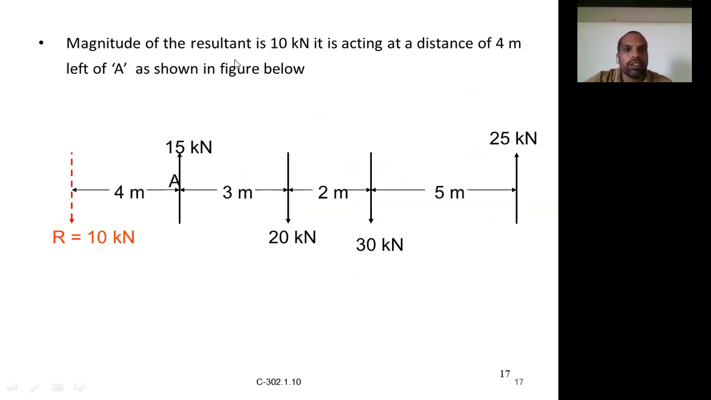So the magnitude of the resultant is 10 kilonewtons, acting at a distance of 4 meters left of A, as shown in this actual force system. Your resultant shall be at a distance of 4 meters from point A. Then only it will create a moment equal to the moment created by this force.